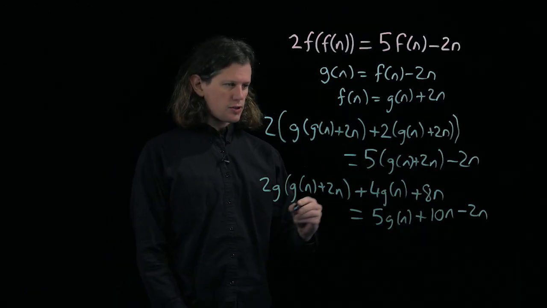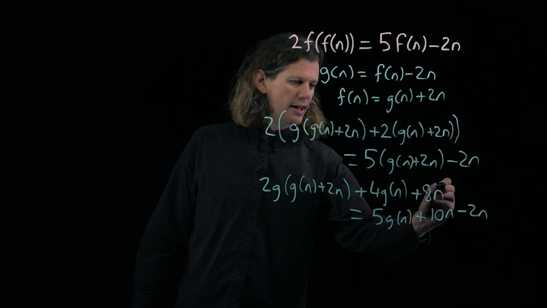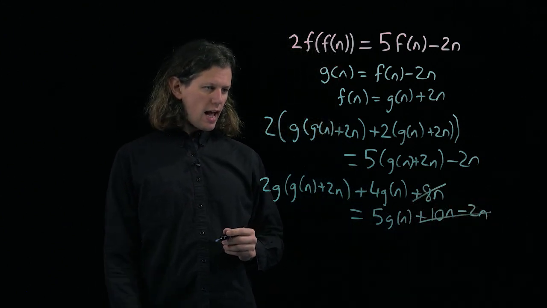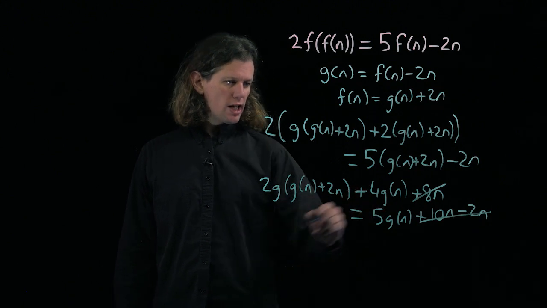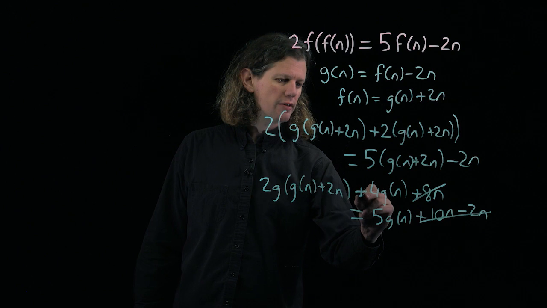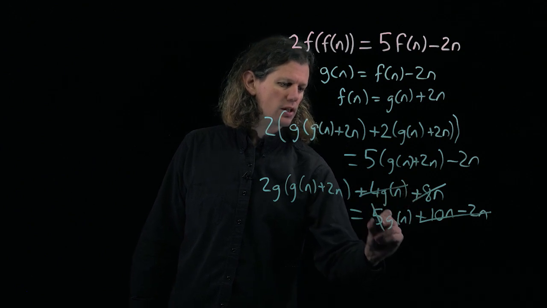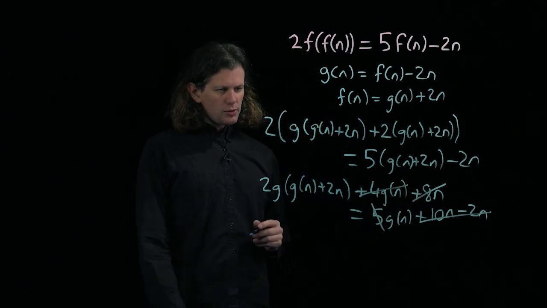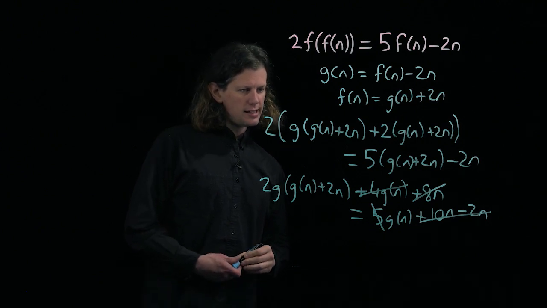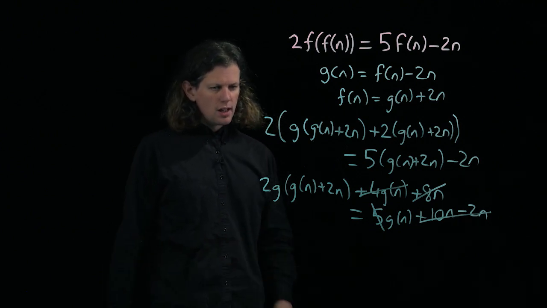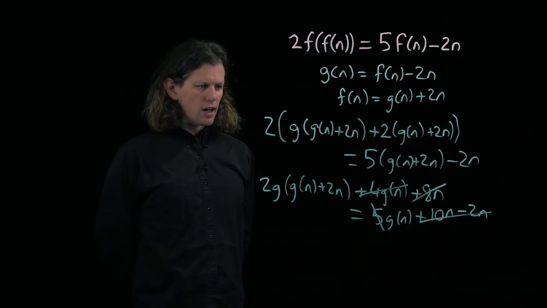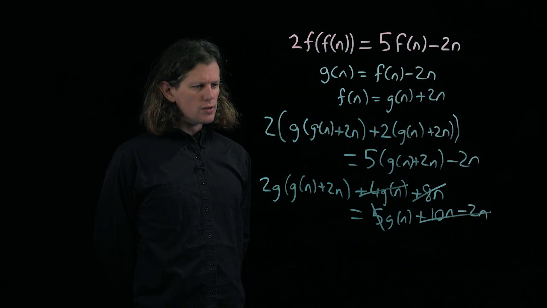Luckily, quite a lot cancels now. So we've got an 8n on the left, and we've also got an 8n on the right, so all that cancels. And then we've got 4g of n on the left and 5g of n on the right, so all but one of those g of n's on the right cancels. So once we've cancelled out, it looks like 2g of g of n plus 2n is equal to g of n. This is very good news for us. Why is it good news?